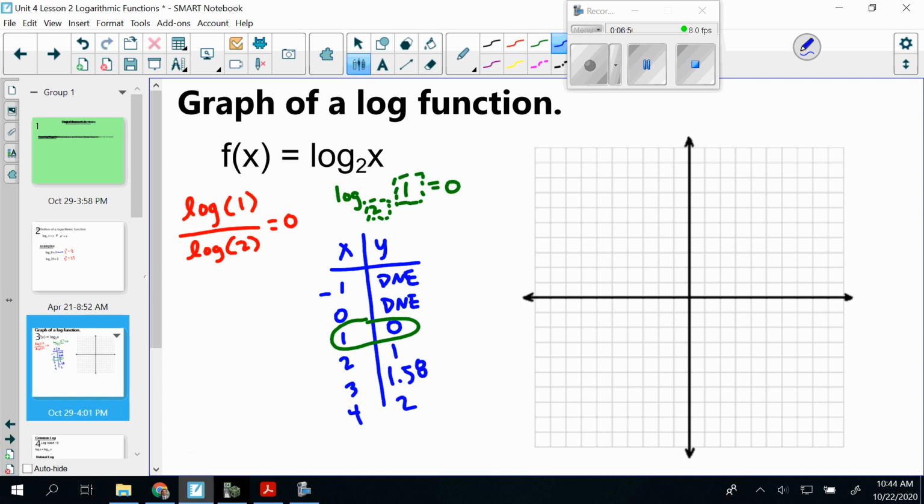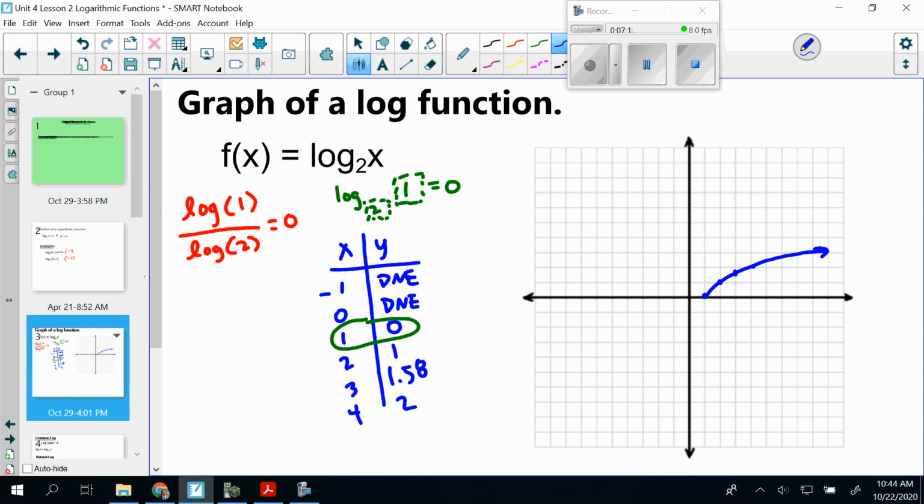Our negative and 0 ones did not work. We got a point at 1, 0. We got a point at 2, 1. We got a point at 3, 1.58, maybe right about there. 4, 2 is a point. So these points you can see kind of look like this. This graph's kind of going this way and traveling like that.